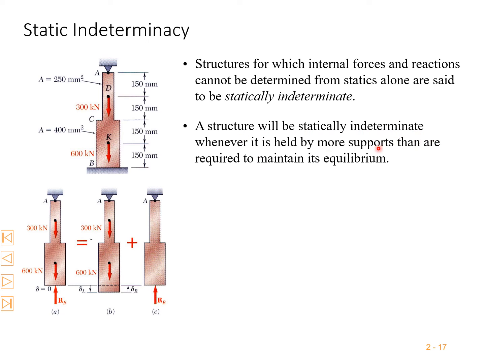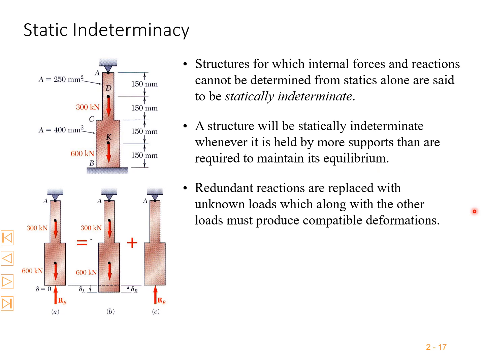The structure will be statically indeterminate whenever it is held by more supports than required to maintain its equilibrium. You understand? If the structure is supported by more than the required number of supports, it becomes indeterminate. Redundant reactions are replaced with unknown loads, which along with other loads must produce compatible deformations. So this is the unknown reaction that we will put in as an unknown force. We will replace the redundant force. Even if it is not there, it will be hanging. So this one we will replace with loads that produce compatible displacement.